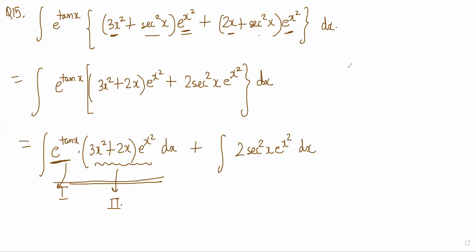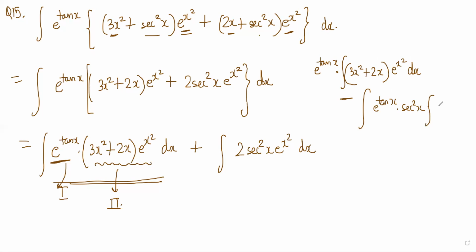Okay, we try the integral here. So by parts, if you try to do this, you'll write e^tan x as it is, and you'll integrate this (3x^2 plus 2x) e^(x^2) dx, and minus, you'll write the differentiation of e^tan x, which will be e^tan x into sec^2 x, into whatever comes as the integral of this (3x^2 plus 2x) e^(x^2), right?